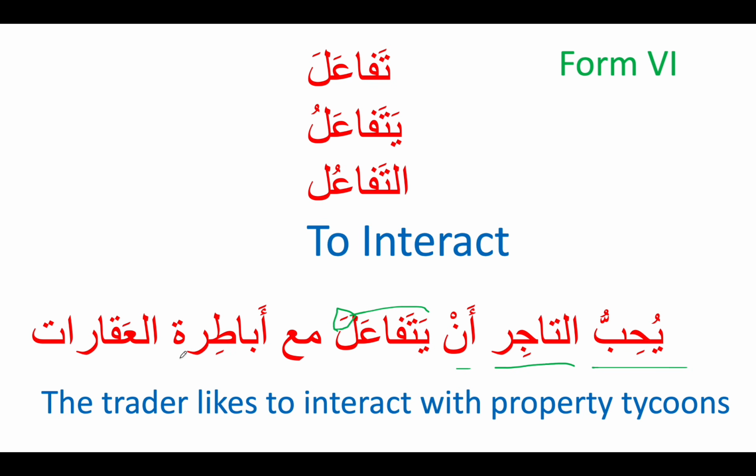So only the final noun in the idafa construction needs the definite article. So that's why it's not al-abatira al-aqarat. Only the final noun needs it. That's why it's only here. Final noun in the idafa takes the definite article. So literally the tycoons of property, aqarat. Okay? So عقار is like one property, but عقارات is like properties, because they're tycoons, not just of one property. I guess property tycoons, you're referring to tycoons of many properties. That's why it's عقارات.